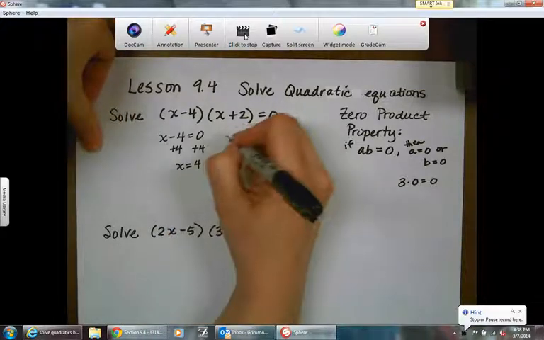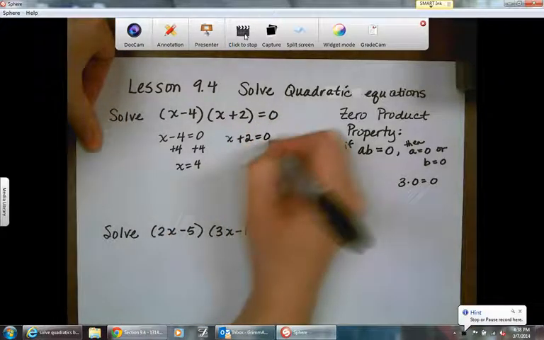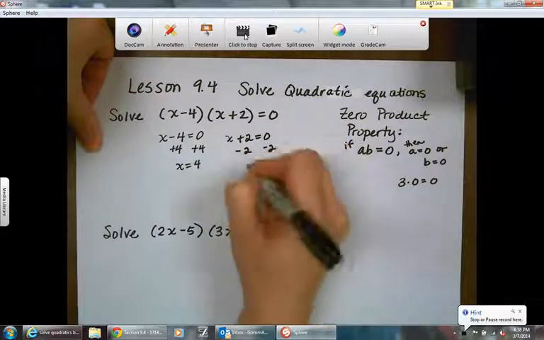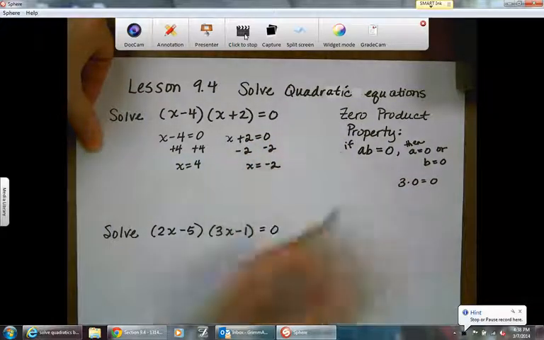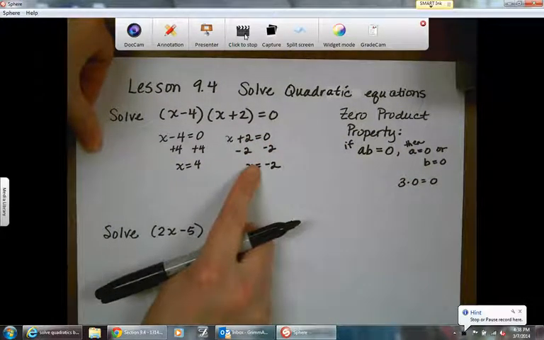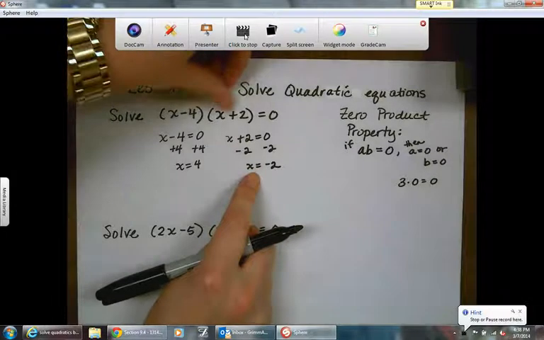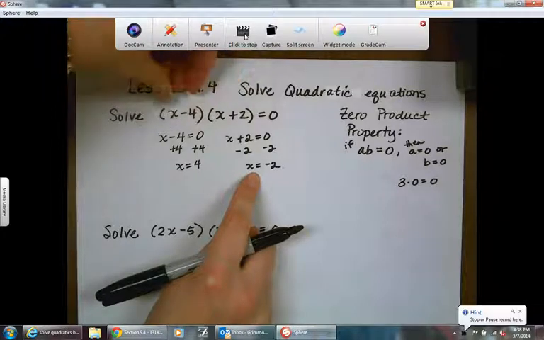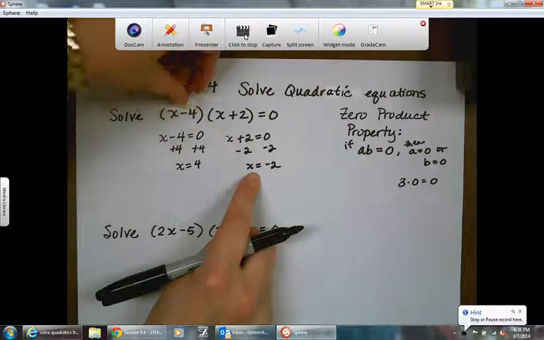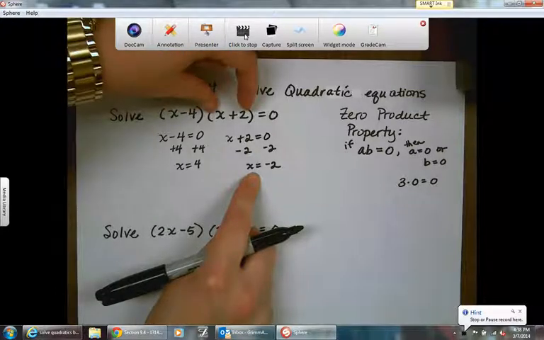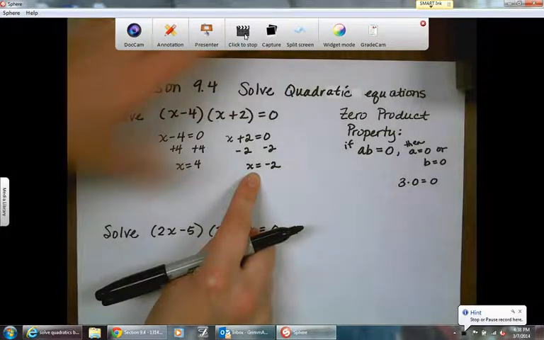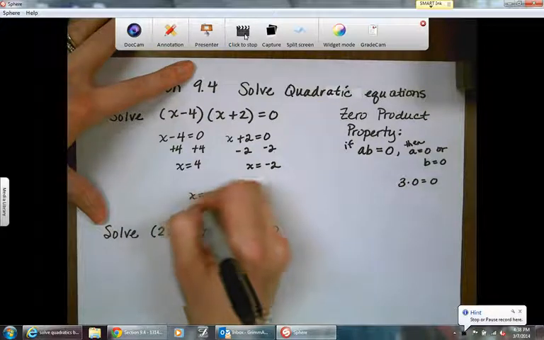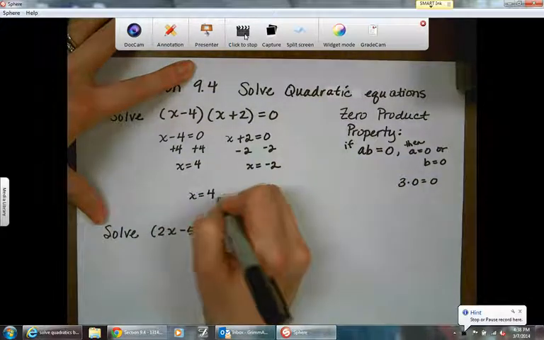Then I'm going to do the second one: x plus 2 equals 0. I subtract 2 from both sides, and I get x equals negative 2. Let's look at this solution. If I put in negative 2 here, negative 2 plus 2 is 0. If I put in negative 2 here, negative 2 minus 4 is negative 6. Negative 6 times 0 is still 0. So I have two answers, and the answer could be 4 or negative 2.